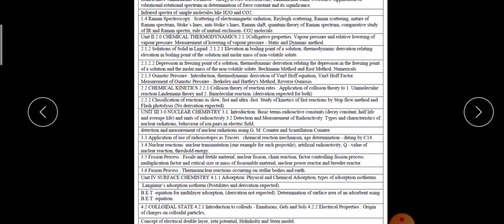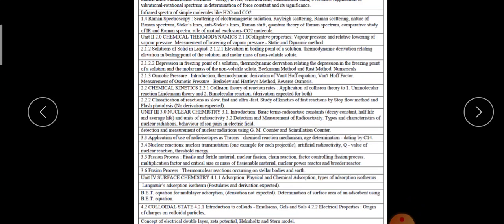One example for each projectile, artificial radioactivity, Q value of the nuclear reaction and threshold energy. The next part is the fission process. In that we have to see fissile and fertile material, nuclear fission, chain reaction, factors controlling the fission process, multiplication factor, critical size or mass of the fissionable material. Then we have to talk about the nuclear power reactor and the breeder reactor.